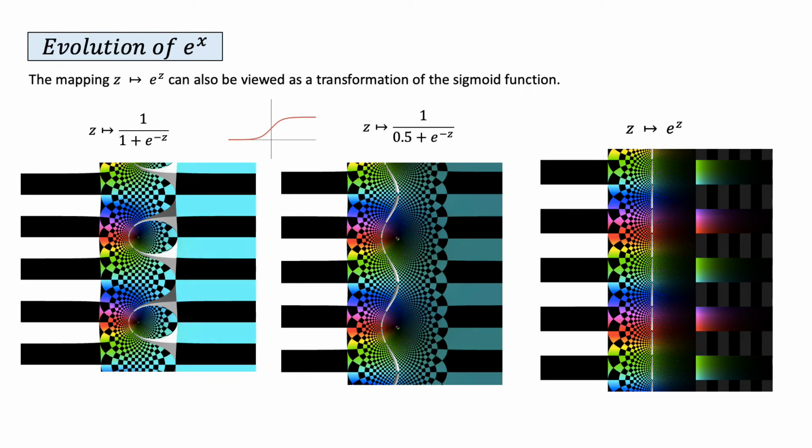Here we arrive at e to the power x from a sigmoid function. By reducing 1 in the denominator to 0, we can see that the sigmoid approaches the exponential.